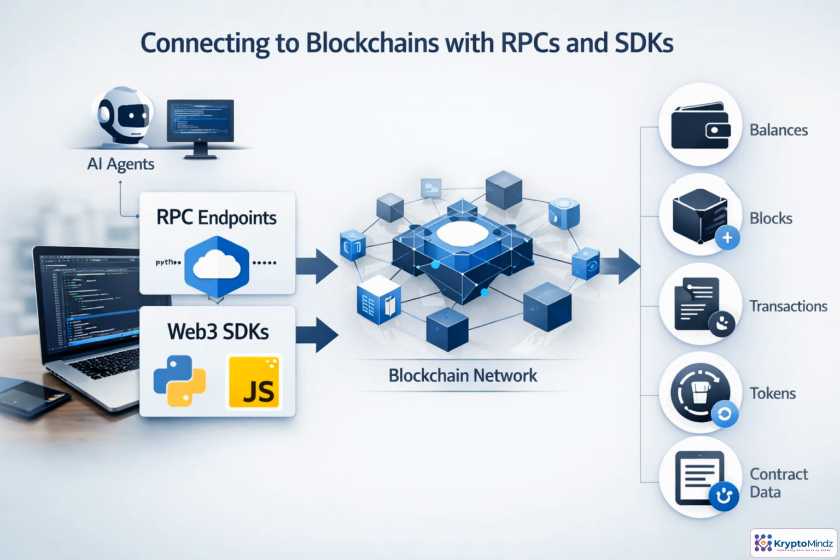To make an AI agent useful on-chain, it needs a reliable way to read blockchain data. RPC Endpoints and Web3 SDKs provide that bridge, letting apps query balances, blocks, transactions, tokens, and contract state in real time.